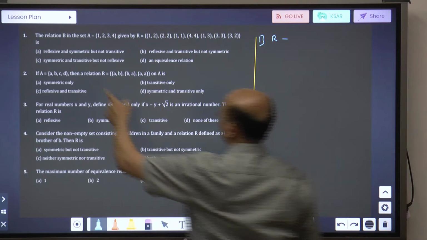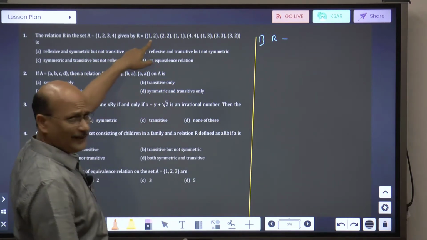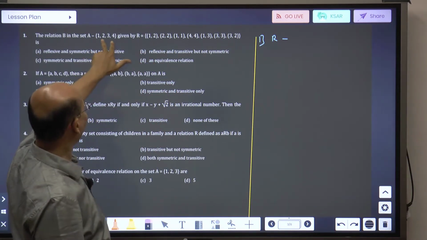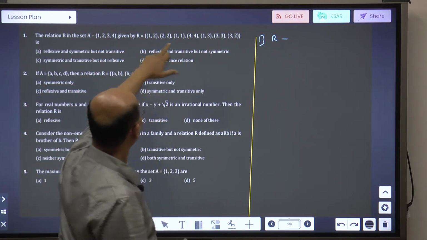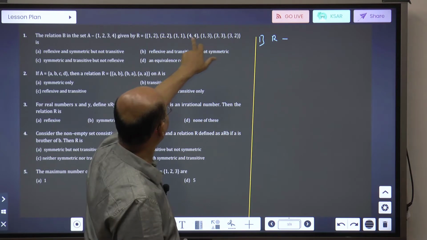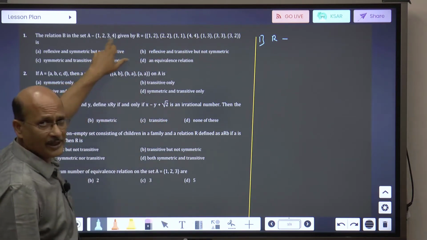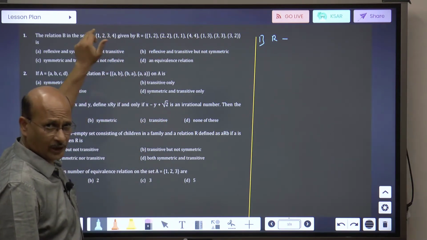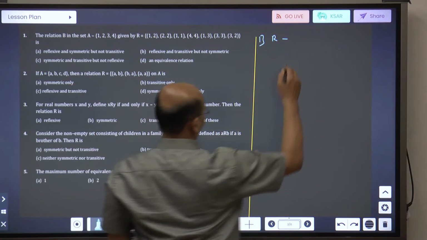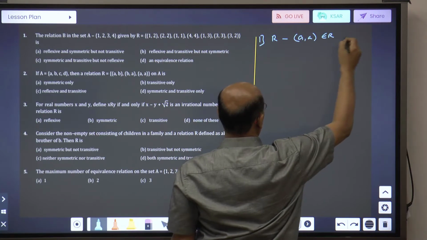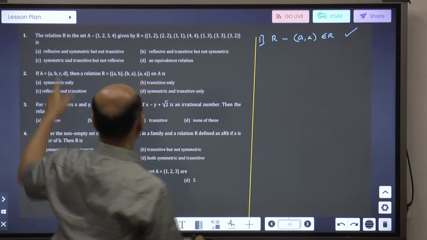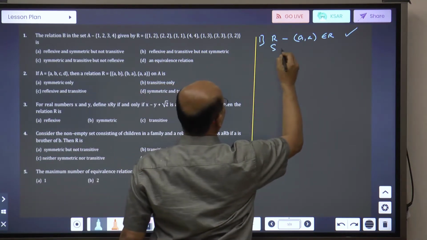Now, if you see carefully here, for reflexive, AA has to be there. Now, what is my A? These are the elements of set A, right? So, R has 1, 1, 2, 2, 3, 3, 4, 4. All elements have to be there. That means it is reflexive. So, AA belongs to R. So, it is reflexive.